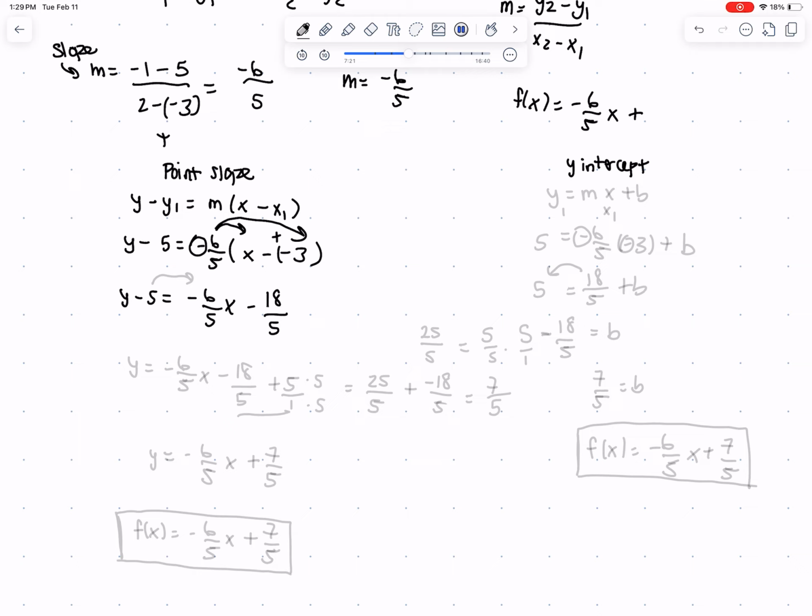Well, now what do I do? We want to isolate the y, right? That means I want to move this 5 over to the other side. And it's not going to be joining up with the slope. The slope is going to stay on its own.